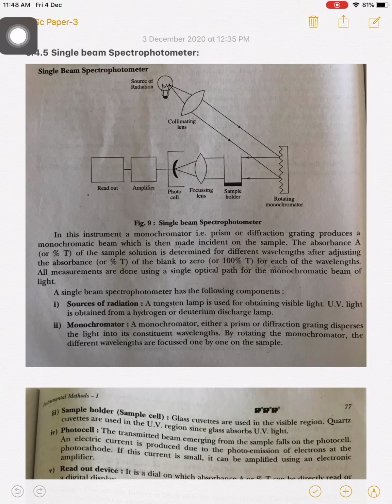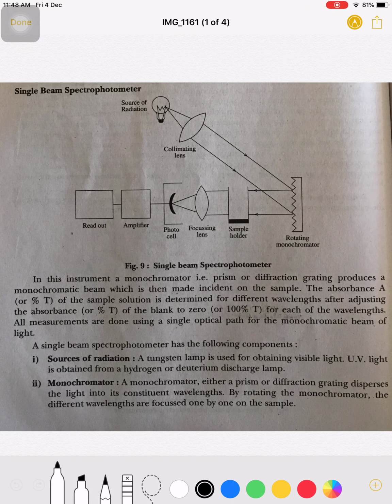Dear students, in the last lecture we have seen single beam and double beam colorimetry. So now in this lecture we are going to study spectrophotometer. In that there are two spectrophotometers, single beam and double beam spectrophotometers. So the first, single beam spectrophotometer.